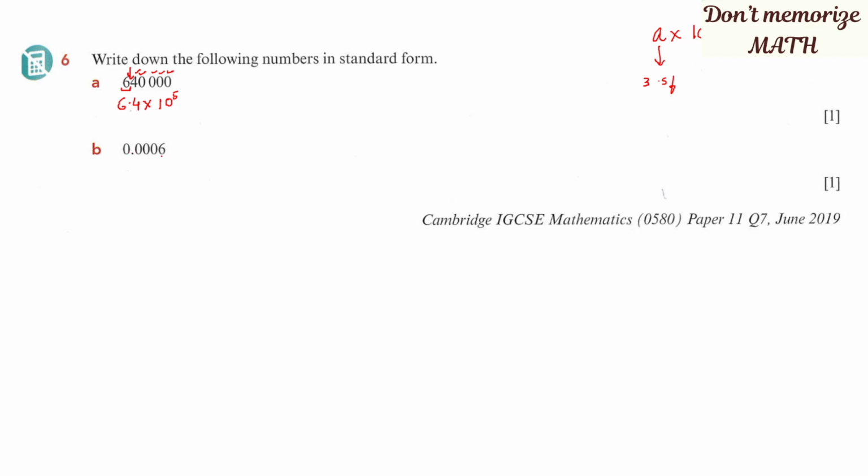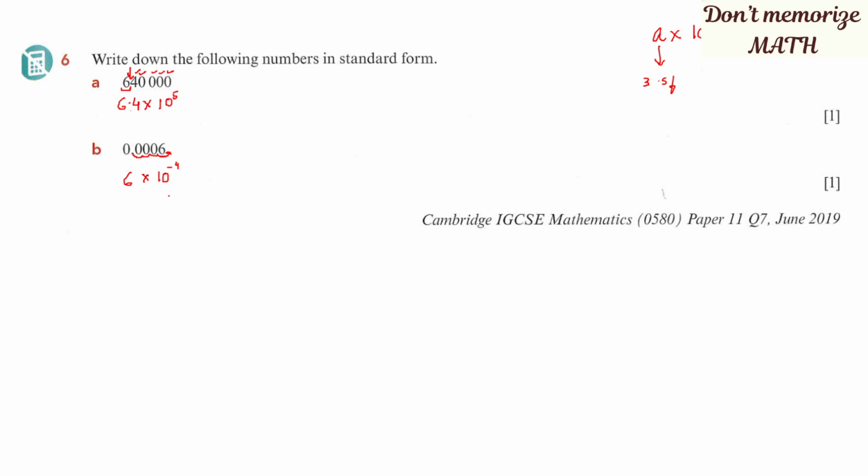Next one, we need 6. That means the decimal has to come here, right? 6.0 or just 6 times 10 raised to. So we need to move this decimal 1, 2, 3, 4. So it is minus 4 because we are moving the decimal. When you move the decimal, the power will become negative. So the answer is 6 times 10 raised to minus 4.